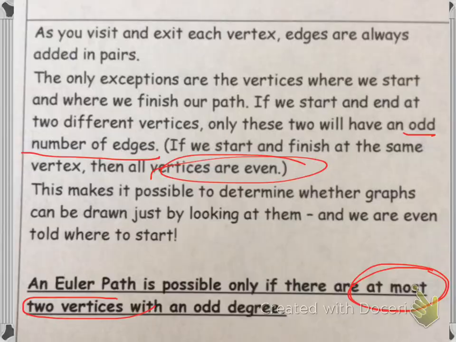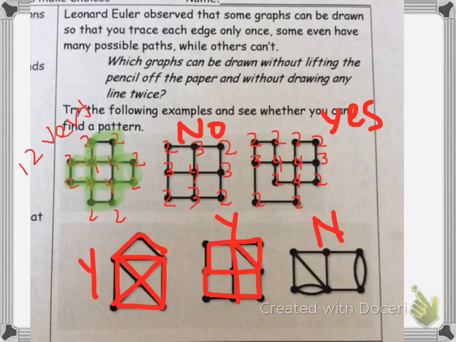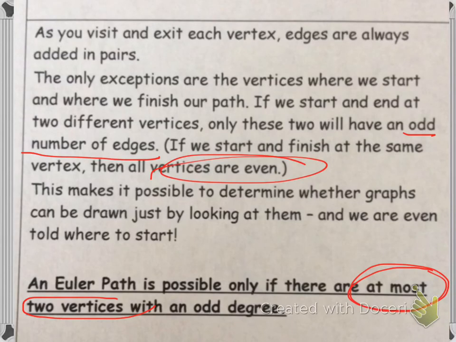So let's go back and look at some of those ones that I had us originally writing things on. Do you see how this one had only even degrees? Do you see how this one had more than 2 odd degrees to it, so we knew that we couldn't trace that one. This one had exactly 2 odd degrees on it, which means I knew I could trace it. So when we're looking at whether or not we can trace a path, we're looking to see if there's at most 2 vertices with an odd degree.